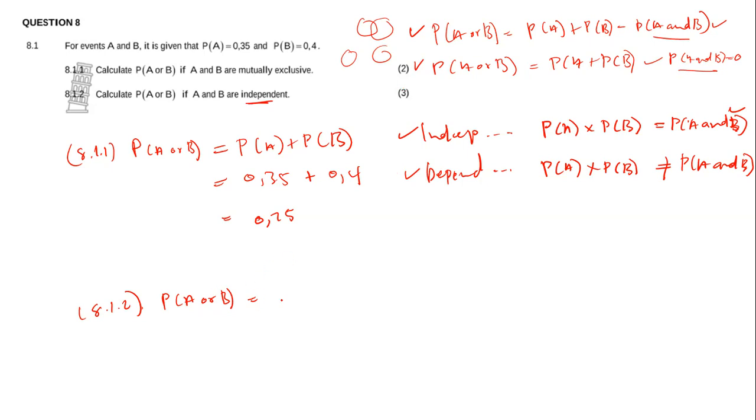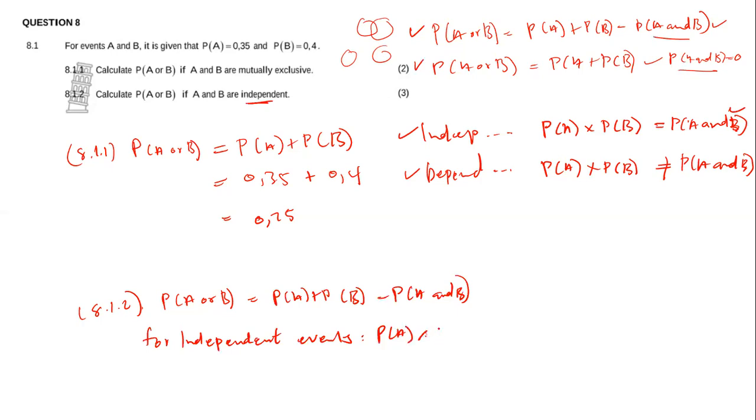So to calculate this, we use this formula again: probability of A plus probability of B, subtract the probability of A and B. So why did I include this? Because for independent events, I know that probability of A times probability of B will give me the intersection, which is probability of A and B. So let's calculate our intersection first.